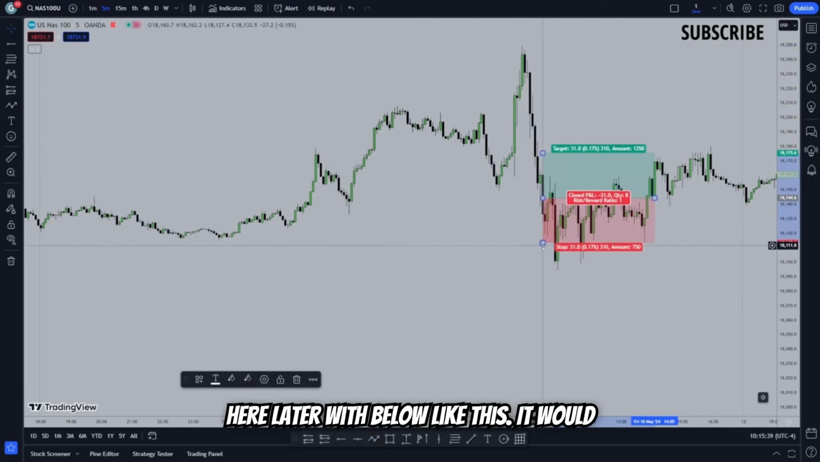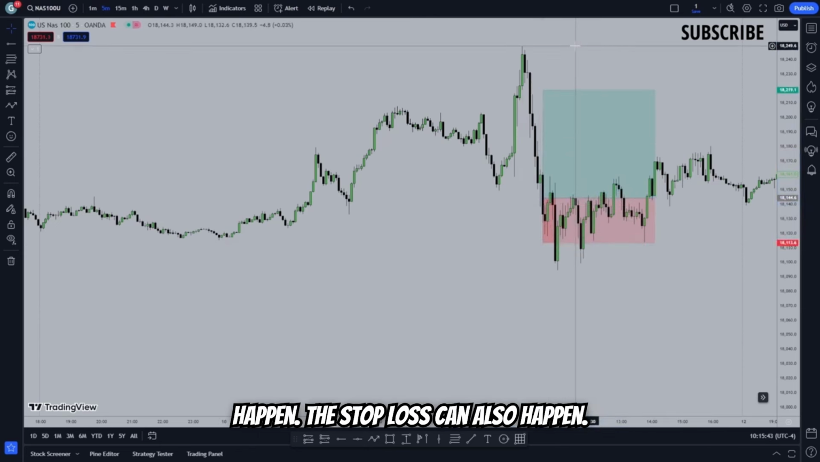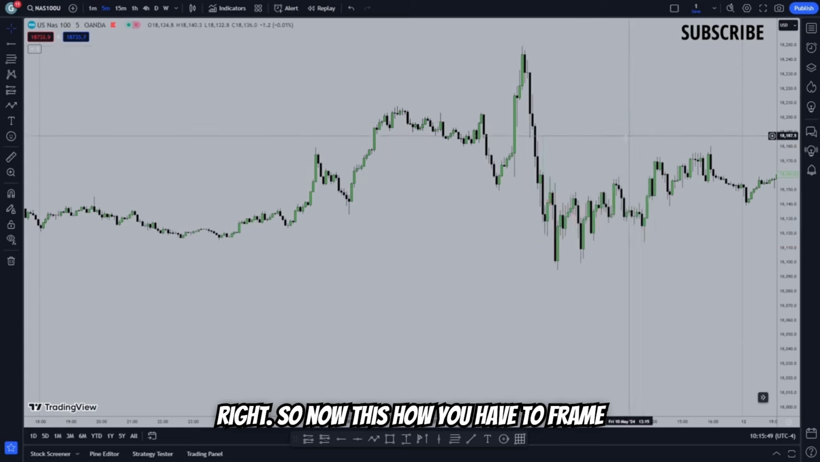A little bit below like this, it would have been a stop loss. So this can happen; the stop loss can also happen. This I can say, so that's why risk management is really important. All right, so now this is how you have to frame your trades.